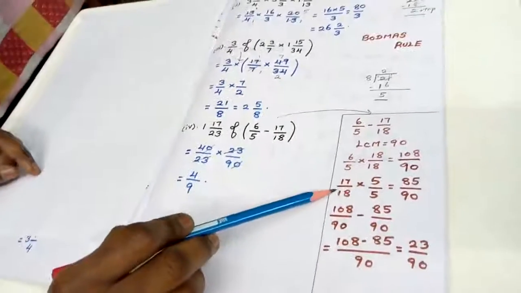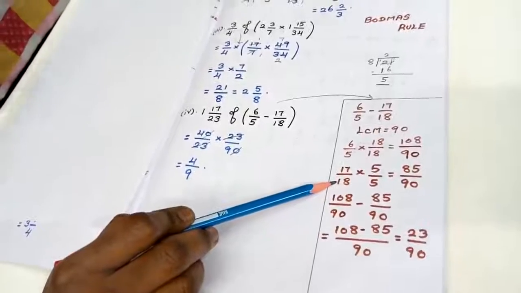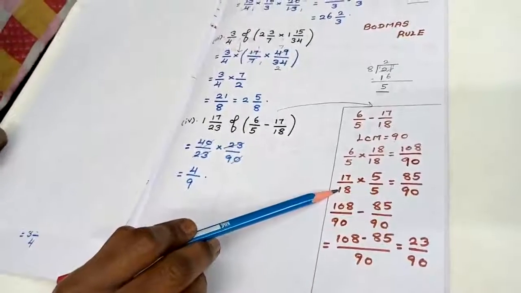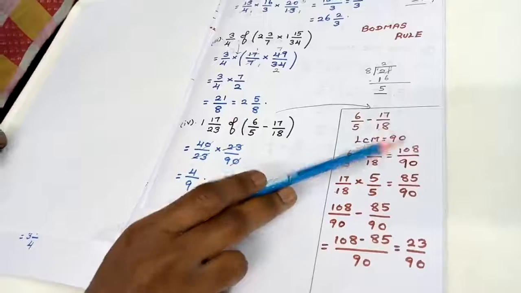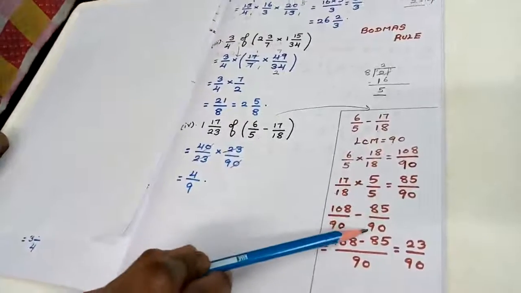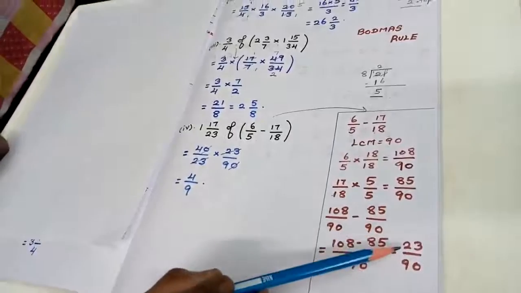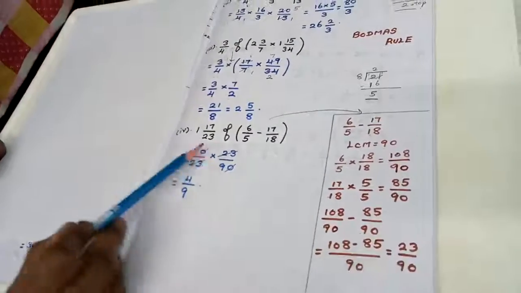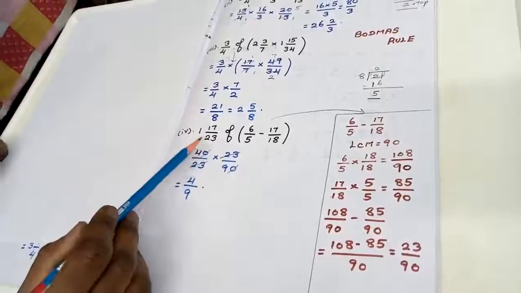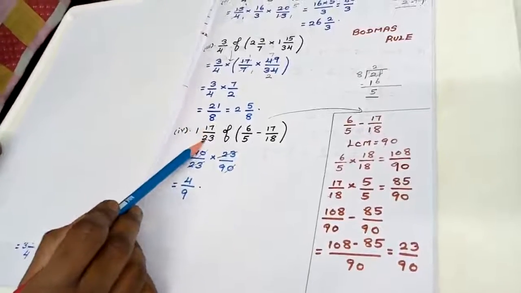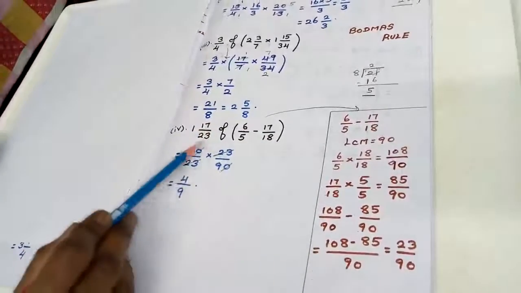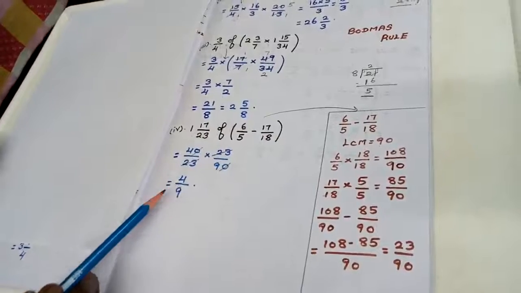All these calculations I have given here. Just work out and see the sum. You will understand the concept. 90, make the denominator common. After making the denominator common, 108 minus 85, calculate, you will get the answer as 23 by 90. 23 by 90. 117 by 23, convert this, 40 by 23, calculate the value, you will get the answer as 4 by 9.